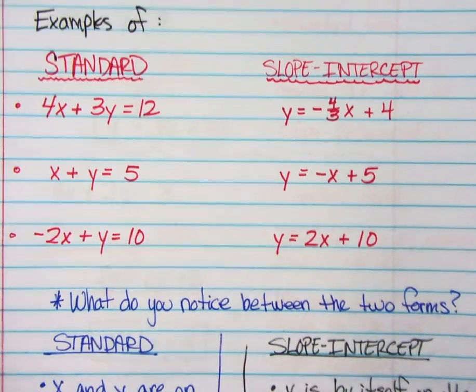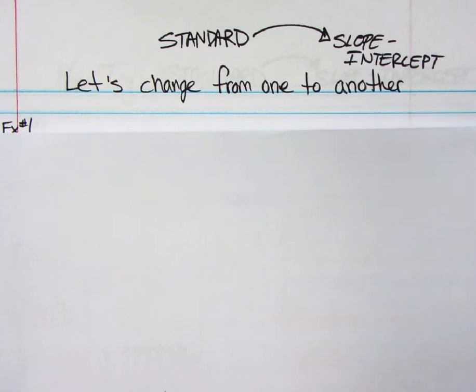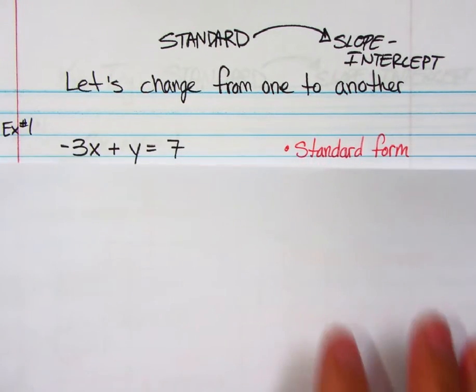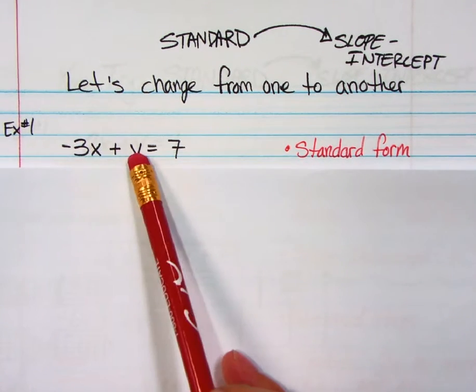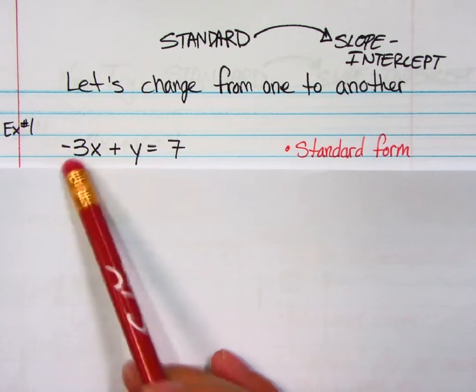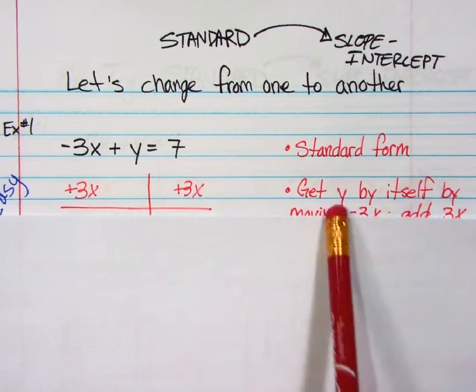Okay, so today we're going to practice moving from standard form to slope-intercept and back. So we're going to change from one to another. I'm going to start you off with a nice easy one. So this is called standard form, right? We can see that the x and y are both on the same side and there are no fractions here. Okay, so the first thing I want to do is get y by itself.